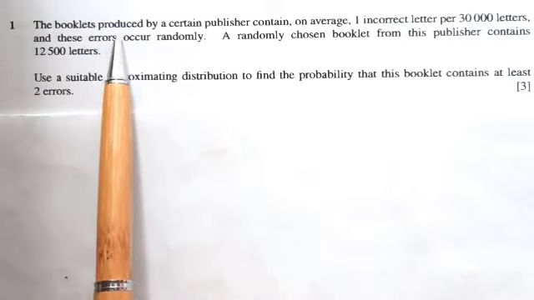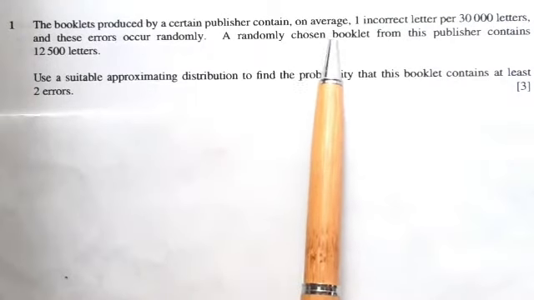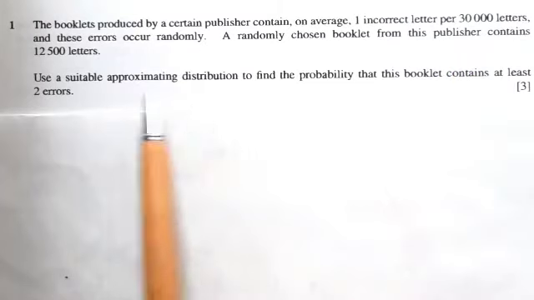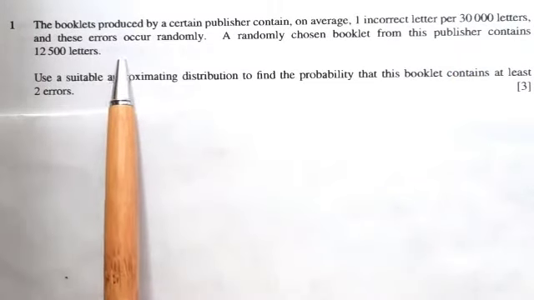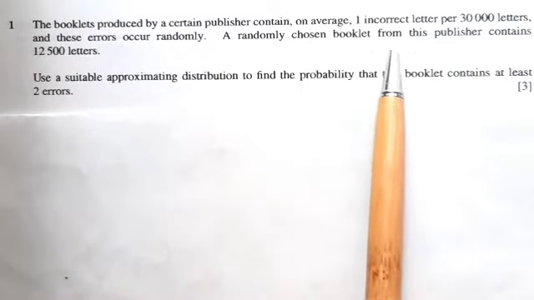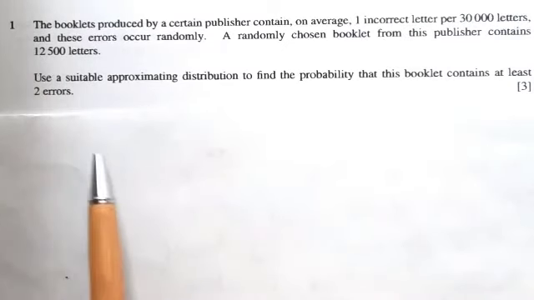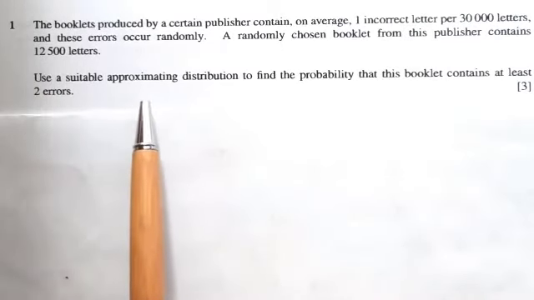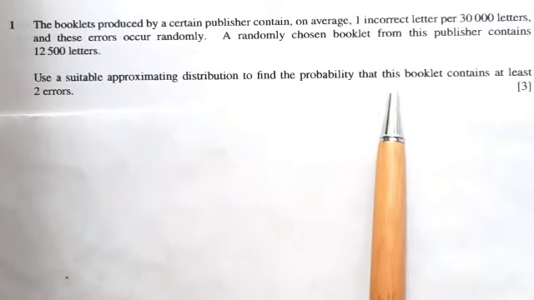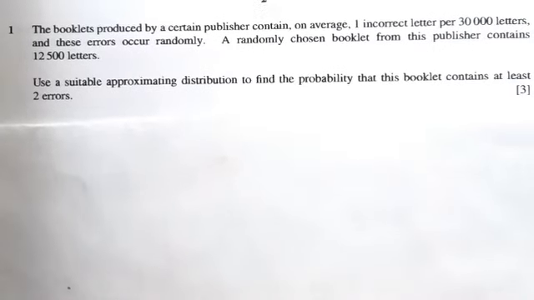The booklets produced by a certain publisher contain on average one incorrect letter per 30,000 letters, and these errors occur randomly. A randomly chosen booklet from this publisher contains 12,500 letters. Use a suitable approximating distribution to find the probability that this booklet contains at least 2 errors.